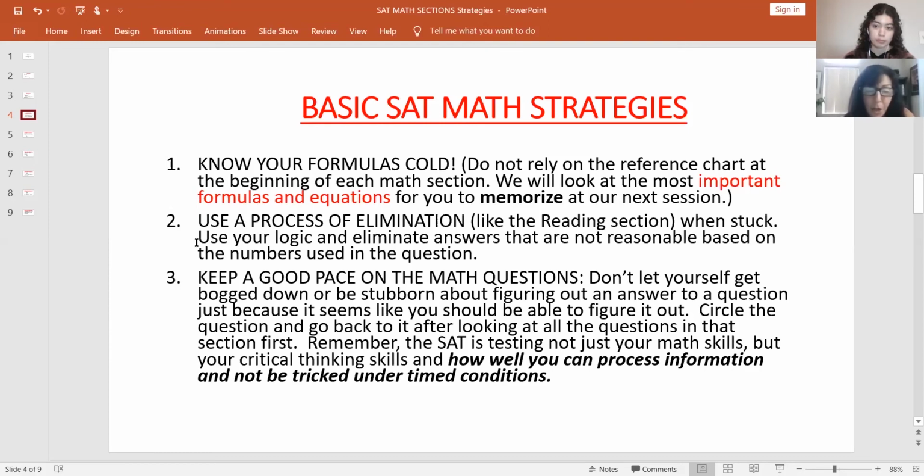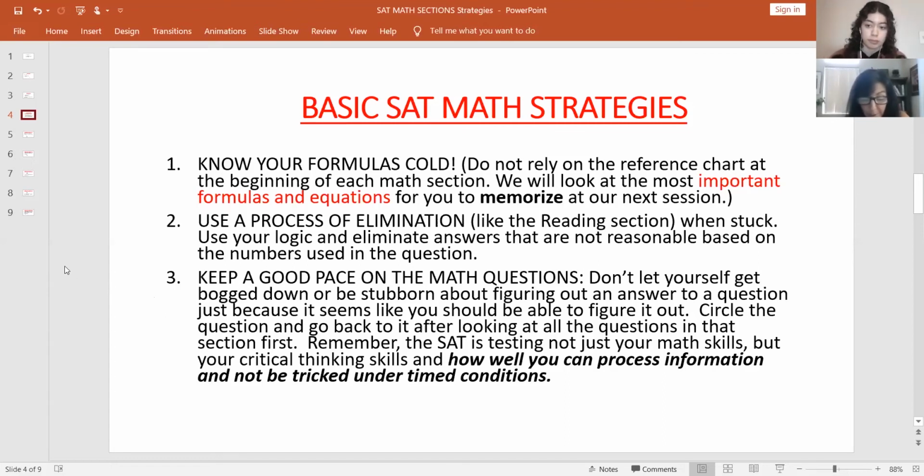Okay. Number 2, use a process of elimination, just like the reading section. So when you get stuck, use a process of elimination. Use your logic and eliminate answers that are not reasonable based on the numbers used in the question. So think on your feet. Say, that's too small of an answer because the question has numbers that don't reflect that. Okay, and then the third basic here is keep a good pace on the math questions.